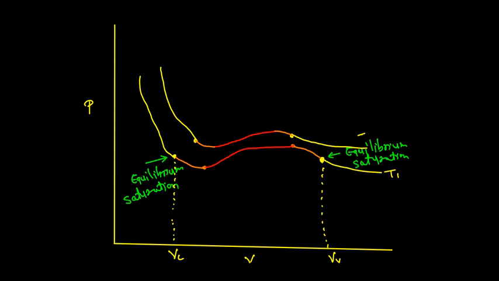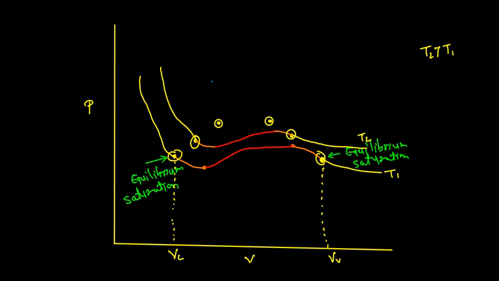What if here I have T2, and T2 is greater than T1? What if I increase the temperature further? If I increase the temperature further, what's going to happen is these two points are going to come even closer, and so on. So what I do is I take the locus of all these saturation points, and I join them.